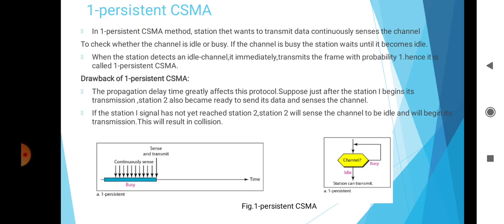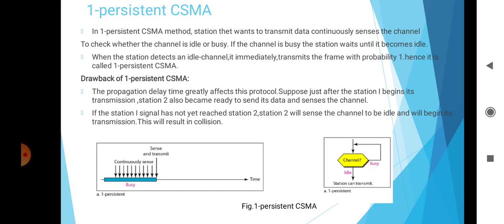But the drawback of 1-persistent CSMA is that the propagation delay time greatly affects this protocol. Suppose just after station 1 begins its transmission, station 2 also becomes ready to send its data and senses the channel. If station 1's signal has not yet reached station 2, station 2 will sense the channel to be idle and will begin its transmission, resulting in a collision.